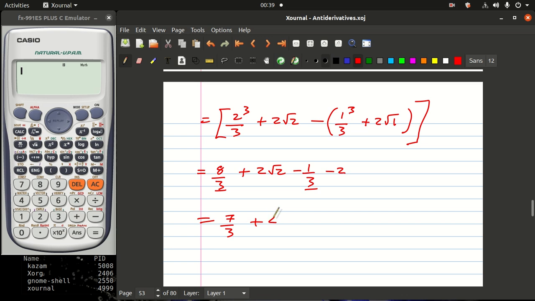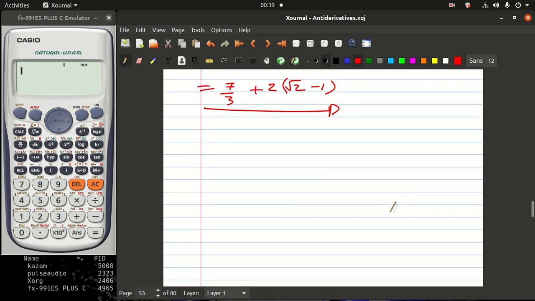I have a 2, which is a common factor. If I take the 2 out, I will be left with root 2, and a minus 1 there. That's how simple this is, and you can end it there. Okay, you can approximate it if you want.